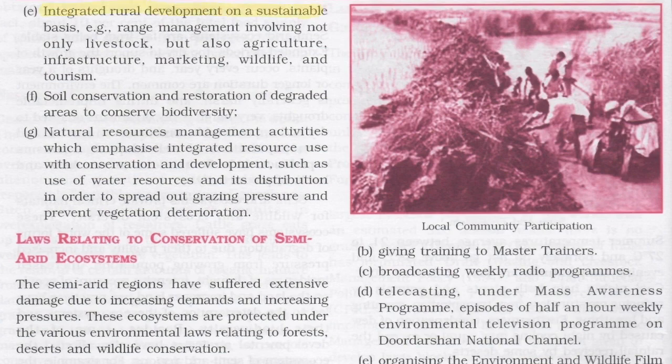Integrated rural development on a sustainable basis, for example range management that not only involves livestock but also agriculture, infrastructure, marketing, wildlife and tourism. Soil conservation and restoration of the degraded areas to conserve biodiversity. Natural resource management. This is a very important integrated resource, and with the conservation and development of this resource, the water resource and its distribution, grazing pressure and the deterioration of the vegetation can be prevented.